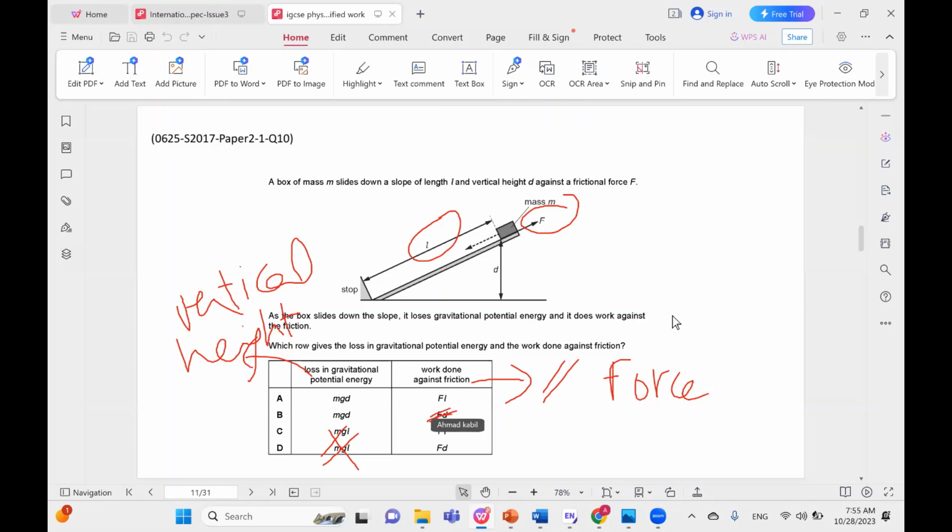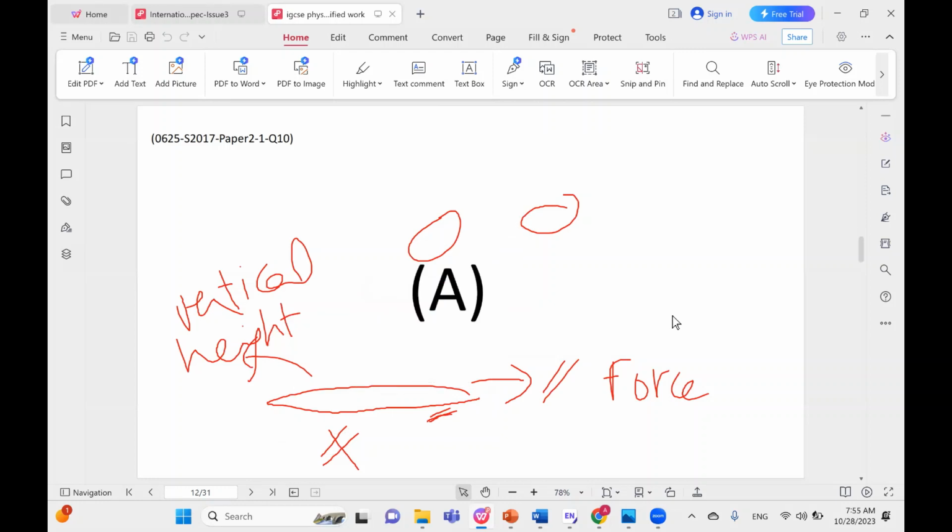So the only correct choice here would be choice A, where the gravitational potential energy depends on the vertical distance and the work done depends on the parallel distance, which is A. So A is the correct choice.